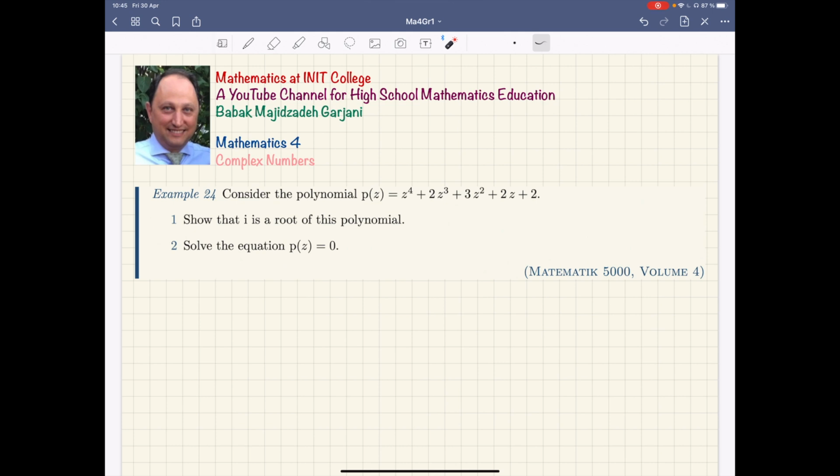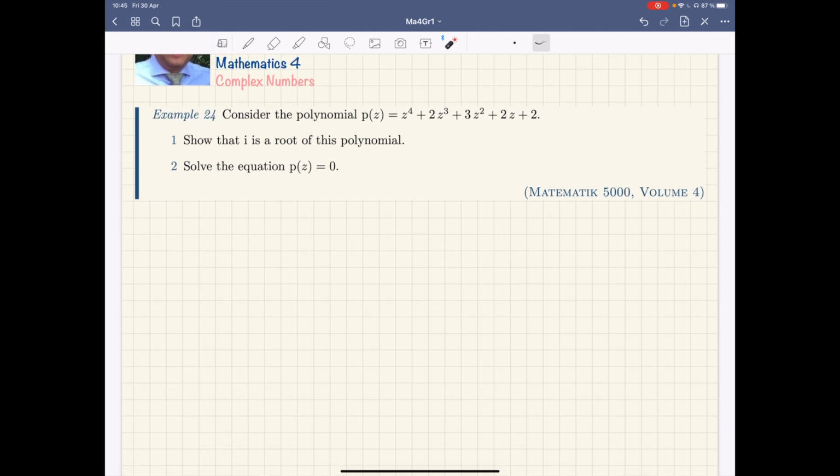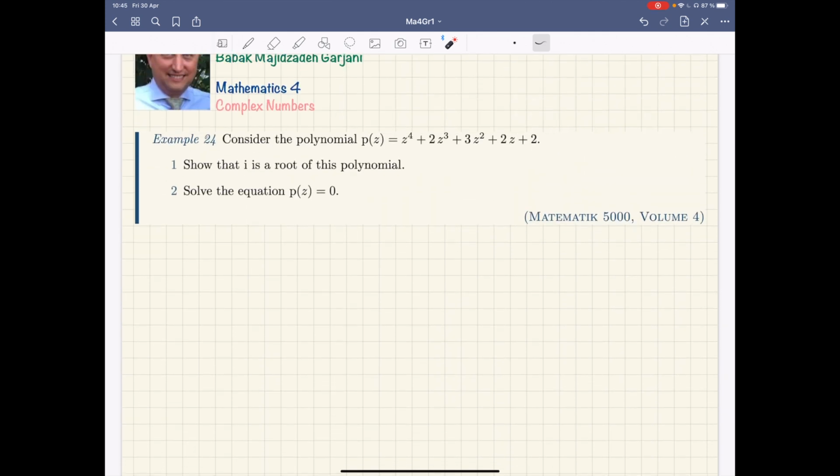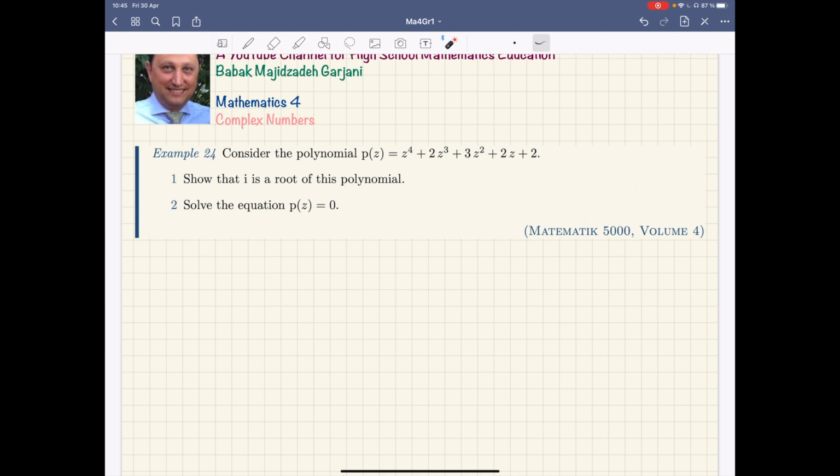Okay, so I have taken this problem. That was a nice problem from this Matematik 5000 volume 4. So there are 3 problems there. I realize that they are very nice problems, so let us start solving them. So you see here, let me see how much space. Yes, okay, I predicted probably correctly. So consider this polynomial.